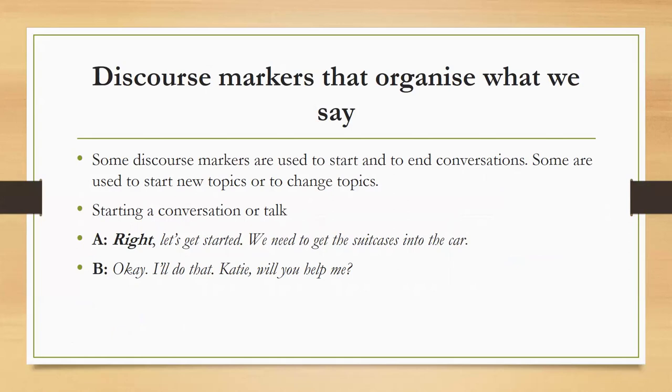Okay. Now, discourse markers that organize what we say. Some discourse markers are used to start and to end conversations. Some are used to start new topics or to change topics. So examples of starting a conversation or a talk. A: Right, let's get started. We need to get the suitcases into the car. And B responds: Okay, I will do that.